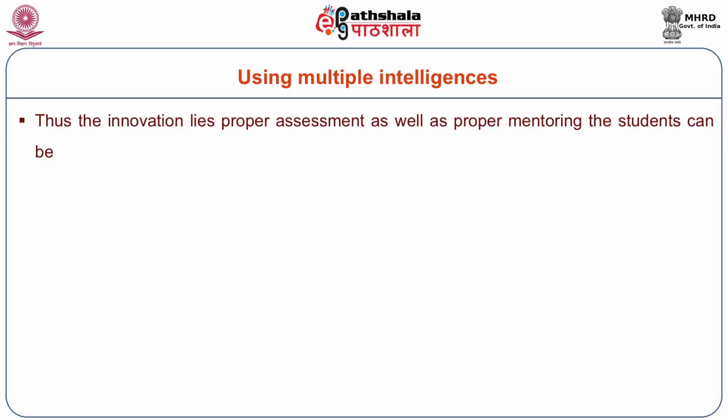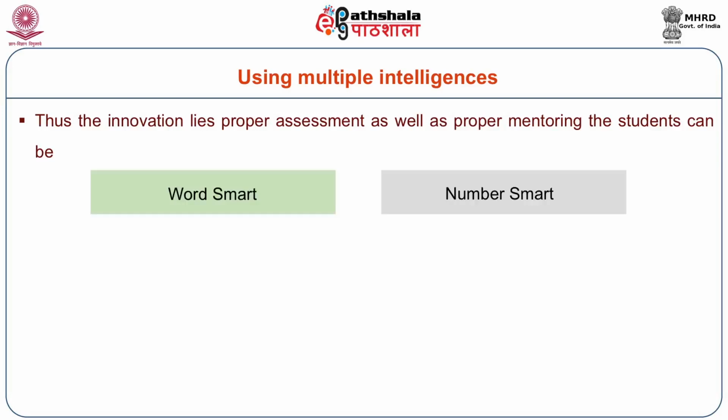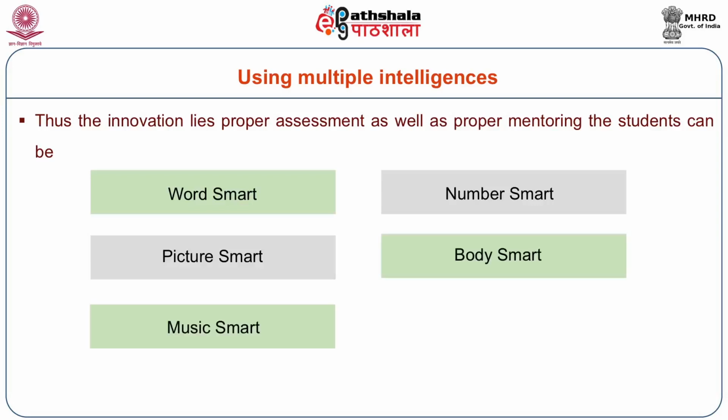Now, when we talk about multiple intelligence, what is multiple intelligence? Innovation lies in proper assessment as well as proper mentoring of these students, so that they should be word smart, number smart, picture smart, body smart, music smart, people smart, and self smart. What do we mean by all these words?